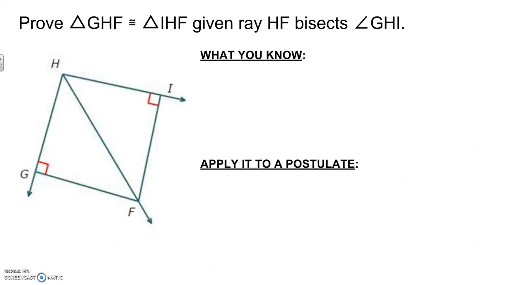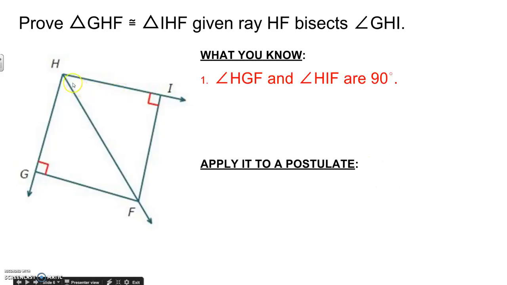So let's put this into practice here. If we want to prove that triangle GHF is congruent to triangle IHF, given ray HF bisects angle GHI, let's start with what we know. So pause here and write down 3 things that you know about this diagram. Okay, you might have come up with angle HGF and HIF are 90 degrees, and we can see that from that symbol there, right? That shows us 90-degree angles. Therefore, these two are perpendicular to each other.